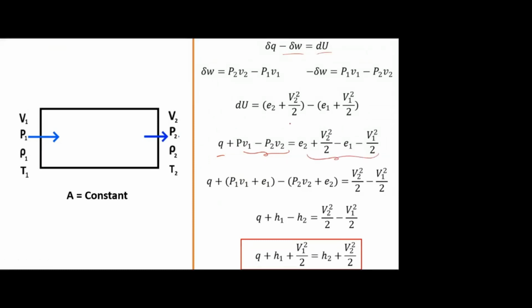Then rearrange. Simply I am taking E1 and E2 to the left hand side. Then I can get P1 E1 plus E1, which is equal to enthalpy H1, and this is equal to enthalpy H2. That's it. Then rearrange, we will get Q plus H plus V square by 2 is equal to constant. Okay. Q plus H plus V square by 2 is equal to constant. This is the general energy equation.